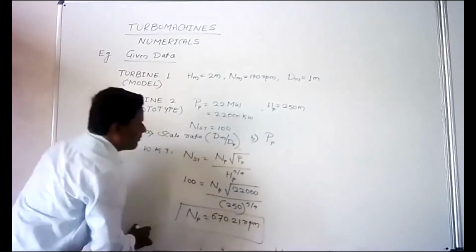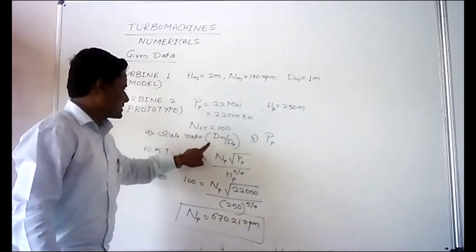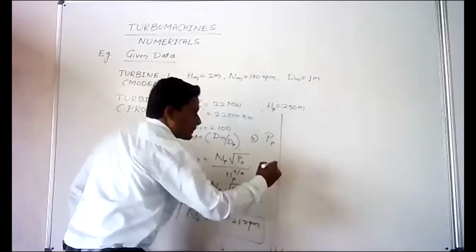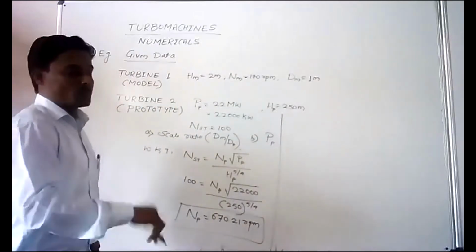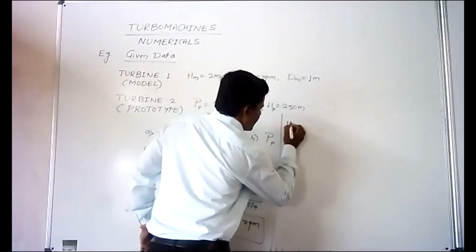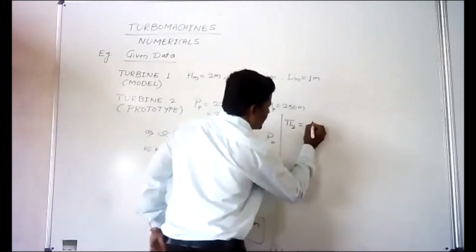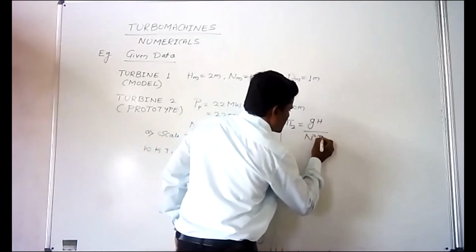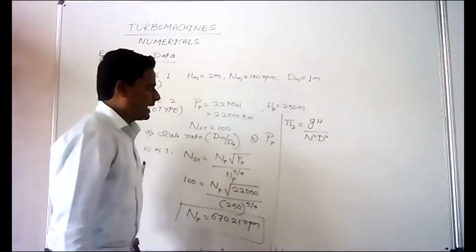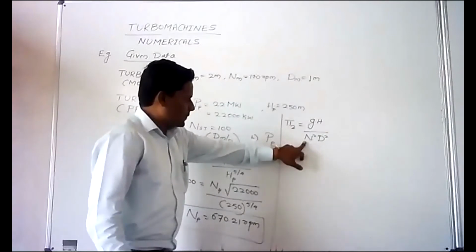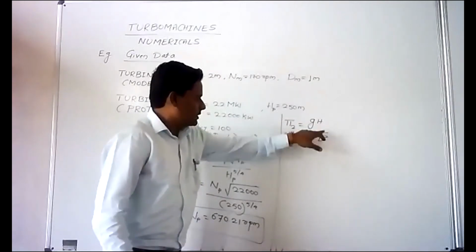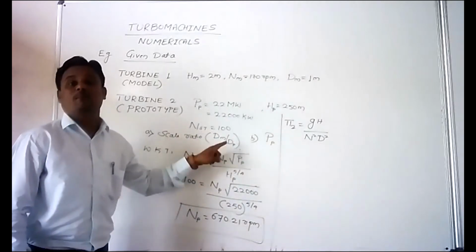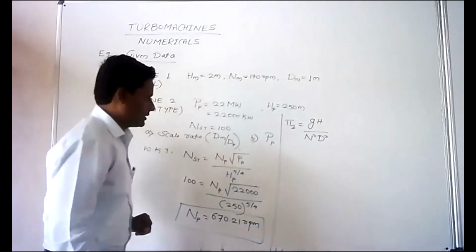Okay. But I want the value for the scale ratio, that is dm by dp. Listen here. How to get the value? Now we know that the head coefficient pi 2 equals gH divided by n square d square. You know the value of speed. You know the value of H, and we need to get the value of the scale ratio, that is dm by dp, we want to calculate.